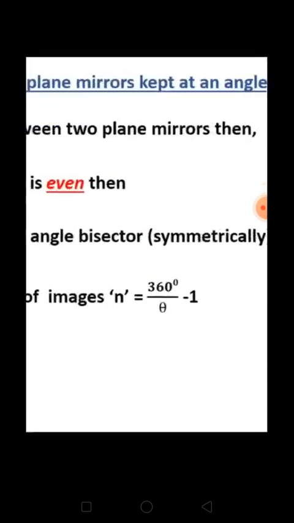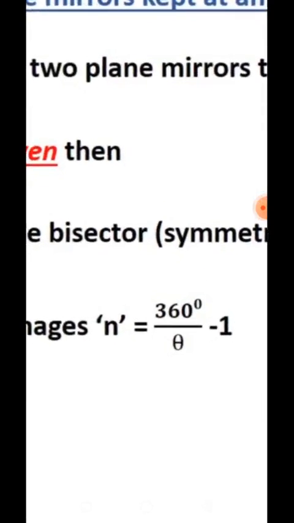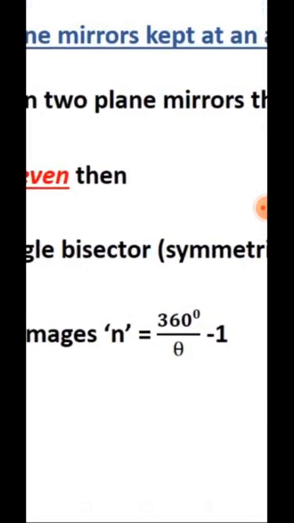Over here, what is the theta value? At whichever angle you have kept the mirrors, the value of theta will be that. If we have kept the two mirrors at a 90 degree angle, what will happen?